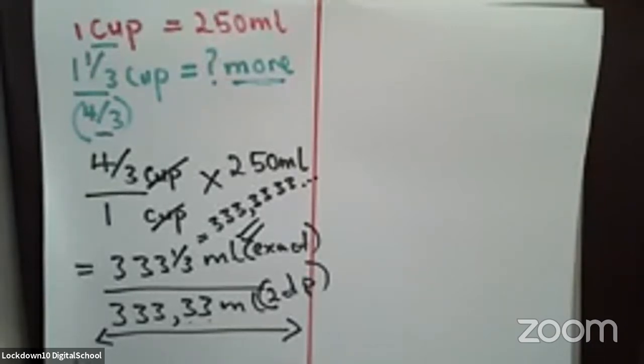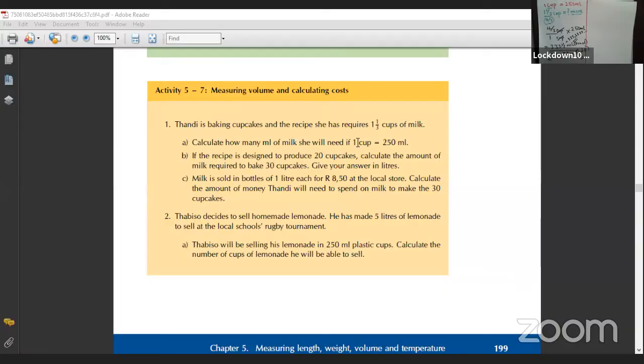Okay, let's move on to another question, guys. On this question, we're asked to calculate how many millimeters of milk she will need if one cup is equal to 250. So that is what we figure out to be 333 millimeters, or 333 1/10 of a millimeter. I'm not sure how you're going to figure out what is a 1/10 of a millimeter, but that's the same, approximately 333 millimeters. Okay, let's move on to part B, guys.